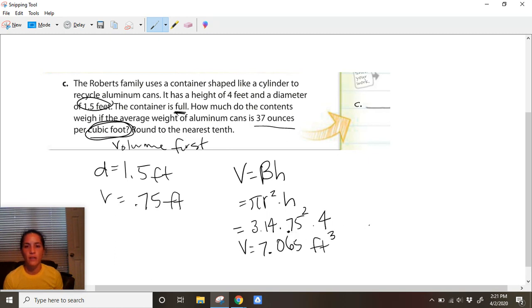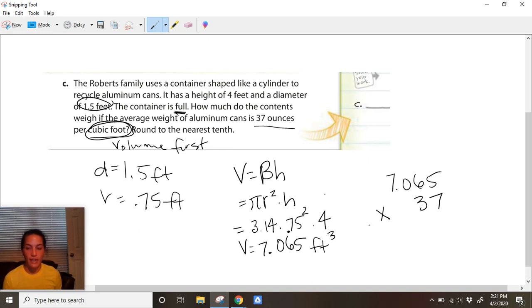Cubic feet. The question's not asking us what the volume is. The question is asking us how much the contents weigh if it's 37 ounces per cubic foot. So we would need to take 7.065 times 37 ounces.